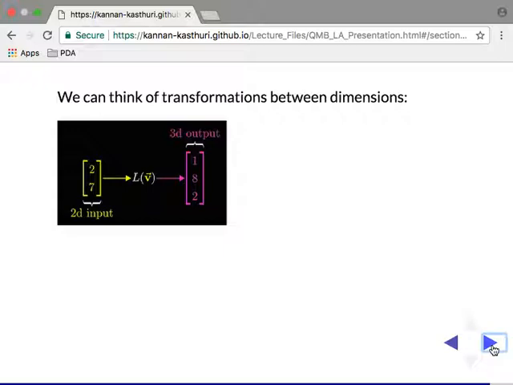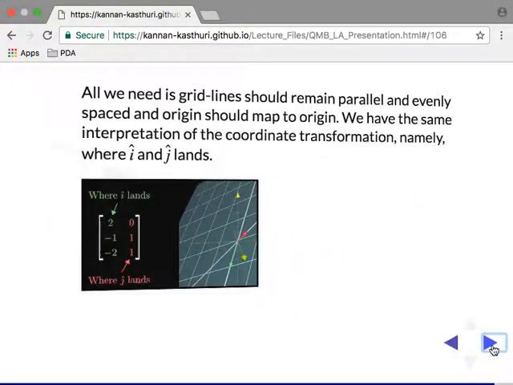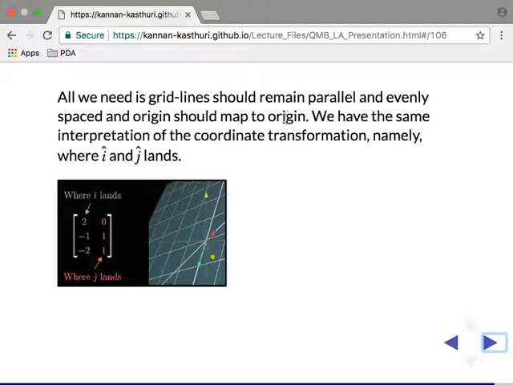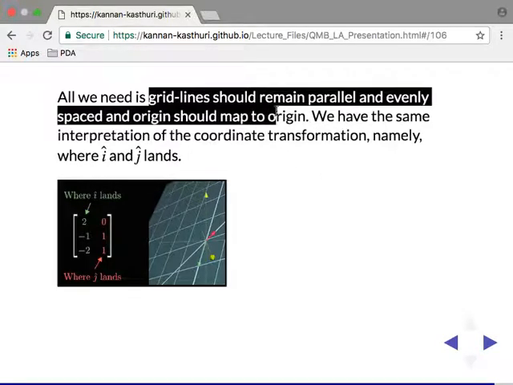You can map to the same thing. A vector in i, j can map to a point in 3 dimensions. All we need is that the grid lines remain parallel and evenly spaced, and the origin maps to the origin. Once a transformation maintains these two properties, it doesn't matter what the space is. It could be 2 dimensions to 2 dimensions or 2 dimensions to 3 dimensions. For instance here, this is where i lands and this is where j lands. So you can have a transformation from 2 dimensions to a plane in 3 dimensions.